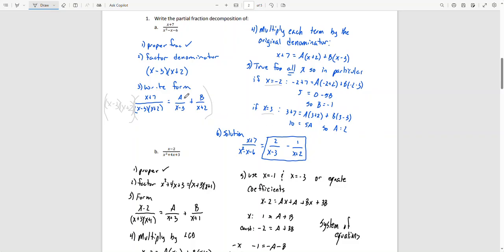Here's my form. I know that A is 2. I know that B is negative 1. I threw the negative out in front and put the 1 on top. You could absolutely write plus and then have a negative 1 up here. That would be completely fine. So what we've done is we've taken this rational expression, which doesn't look that hard, but you know, whatever, and we've made it into two simpler rational expressions.